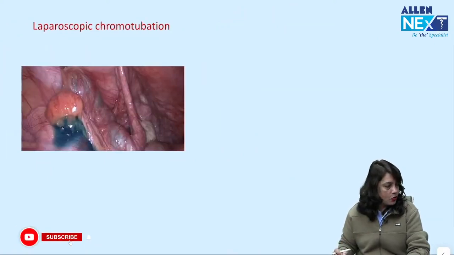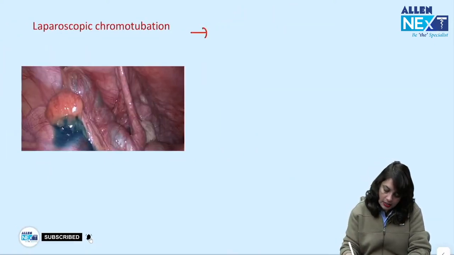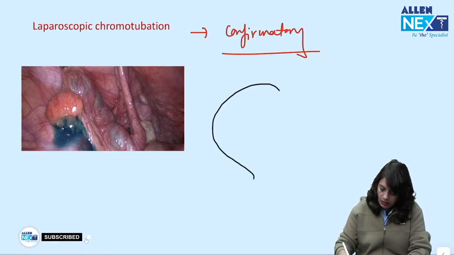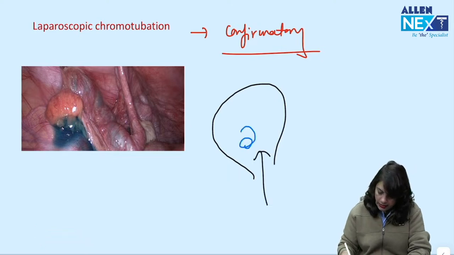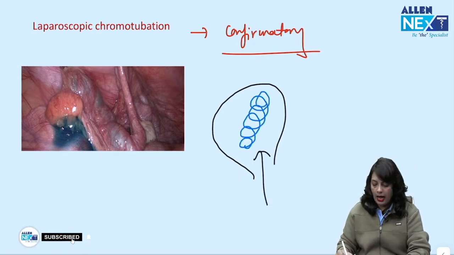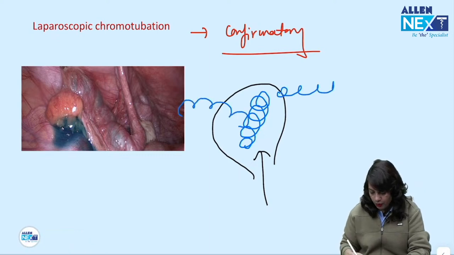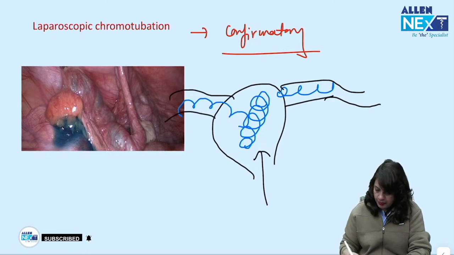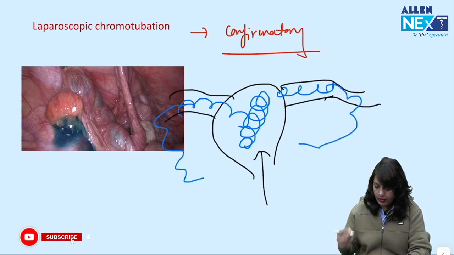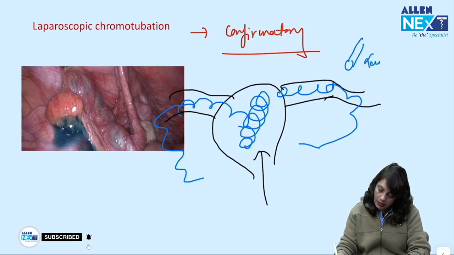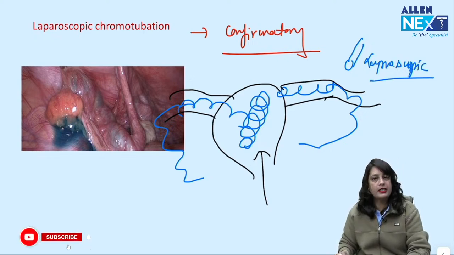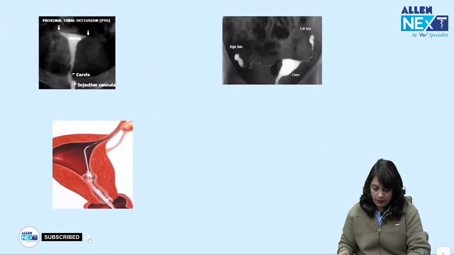Next, laparoscopic chromotubation is the confirmatory investigation where a methylene blue dye is being put into the uterus and the dye enters into the fallopian tube, and you can see the free spill of dye into the peritoneal cavity using a laparoscope. So that is called laparoscopic chromotubation, which is confirmatory and it is a gold standard investigation.